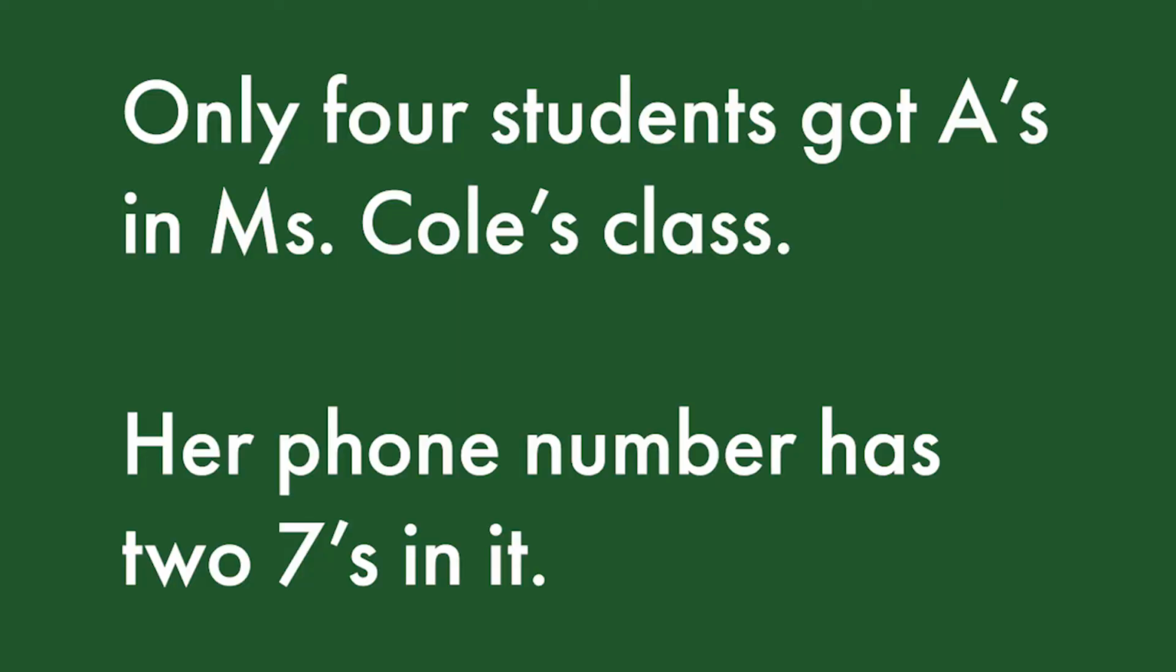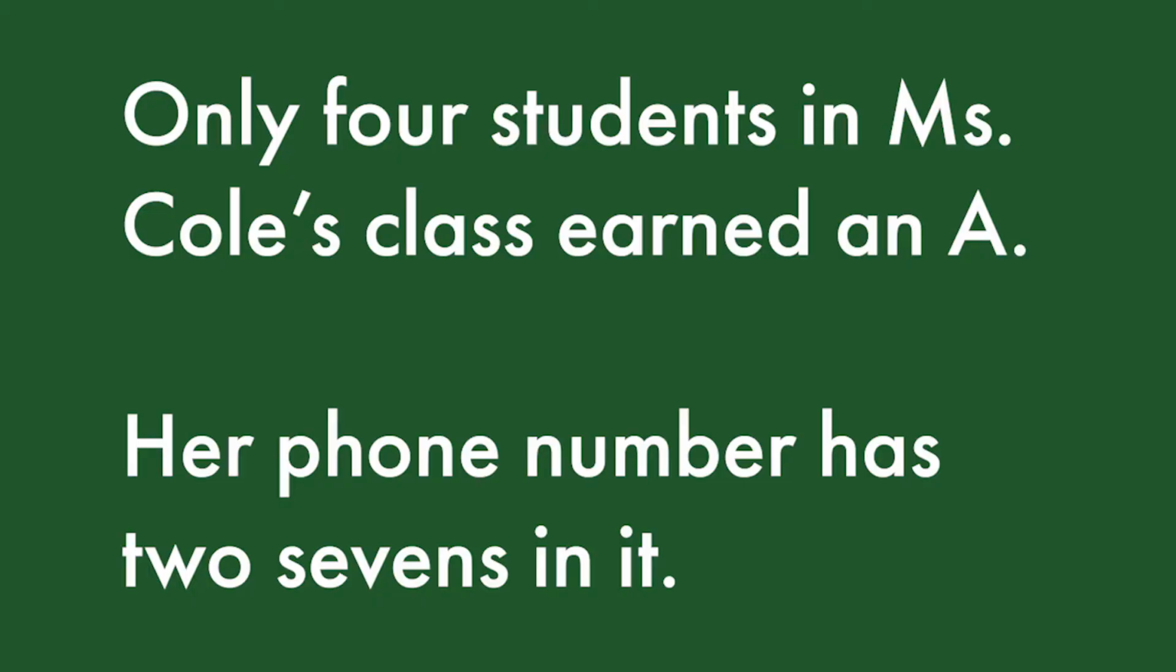I feel like the reason that this happens is that students see the S and associate it with an apostrophe because they've often seen it with possessive nouns. And what really gets under my skin is that according to some style guides, there are exceptions. Only 4 students got A's in Mrs. Cole's class. Her phone number has 2 7s in it. Because some style manuals say this is acceptable, I would suggest that you check with your instructor, or better yet, find a way to work around the situation. Only 4 students in Ms. Cole's class earned an A. Her phone number has 2 7s in it.